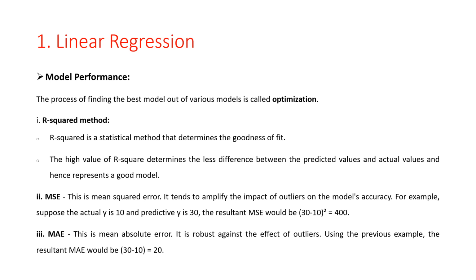The first is the R squared method. R squared is a statistical method that determines the goodness of fit. It measures the strength of the relationship between the dependent and the independent variables on a scale of 0 to 100%. A high value of R squared means less difference between the predicted value and the actual value, and hence it represents a good model.